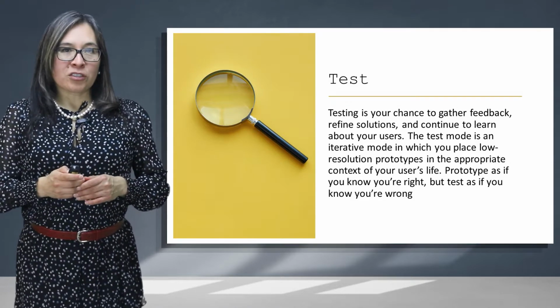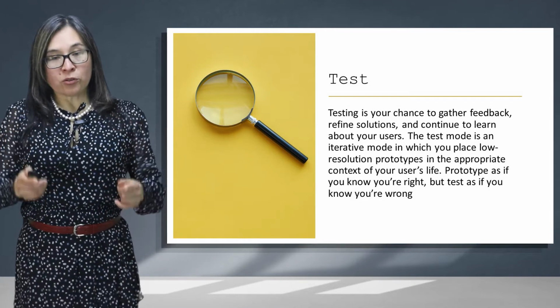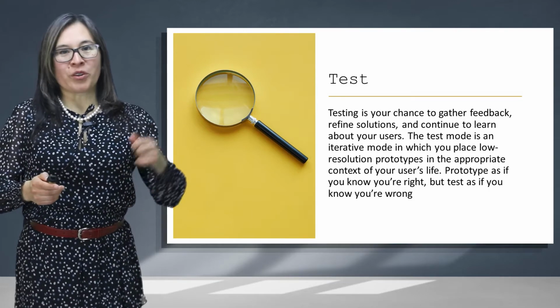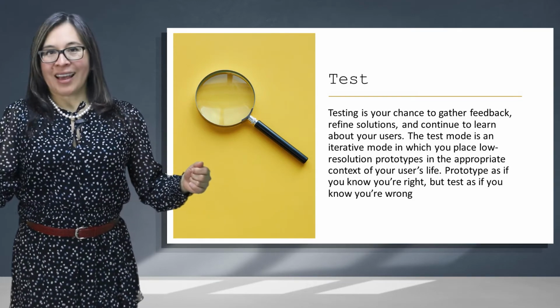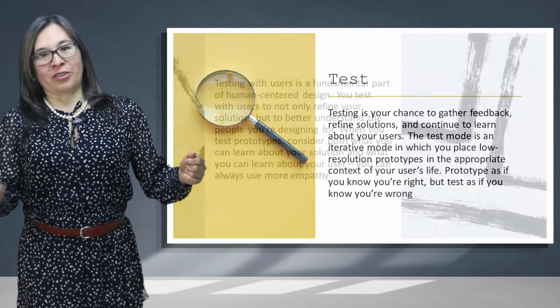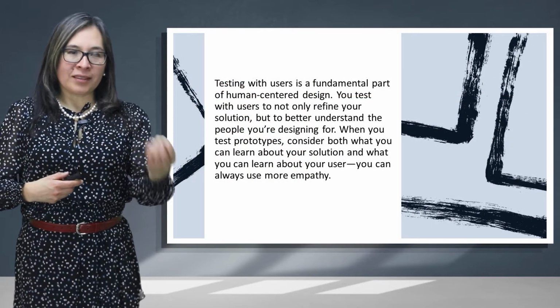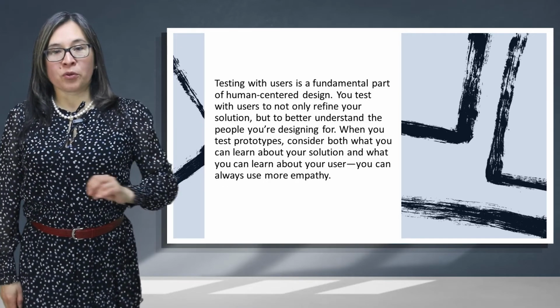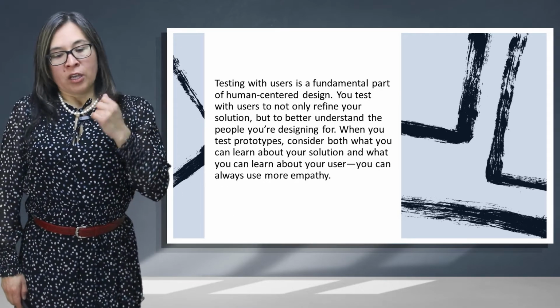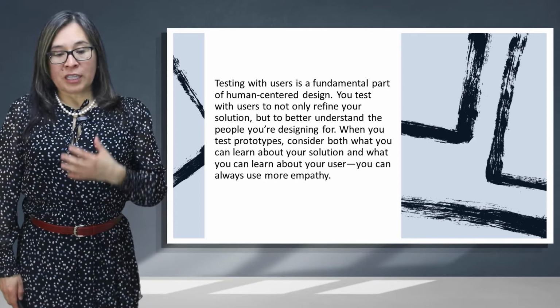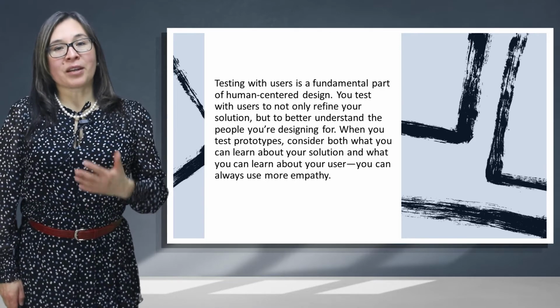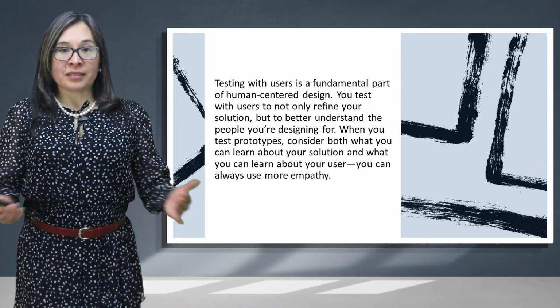So one of the key things of prototyping is prototype as you knew you were right, but test as if you knew you were wrong. Right? That is going to allow you to really truly understand what is the feedback and how can you improve the prototype that you have. So testing with your users is fundamental. It's a fundamental part of design thinking, because at the end we are designing for them.